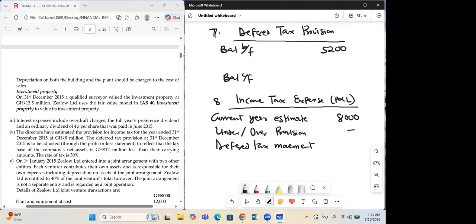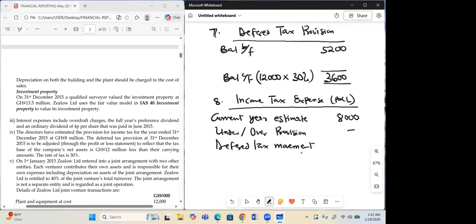Is that clear? Yes, sir. So you multiply that temporary difference, 12,000, by the tax rate. They said the tax rate is 30%. So you multiply the 12,000 by 30%, and that gives you the closing balance of the deferred tax. It gives you 3,600. So there is a provision of 5,200 at the beginning, and it reduced to 3,600.